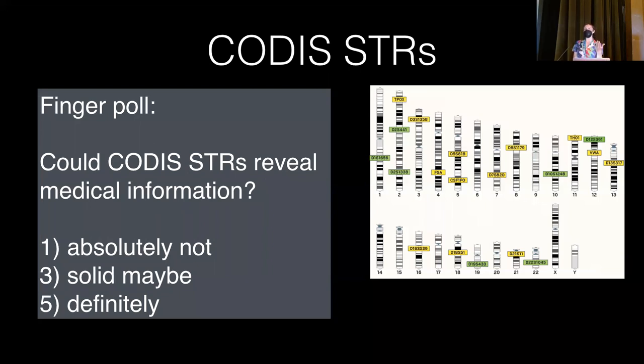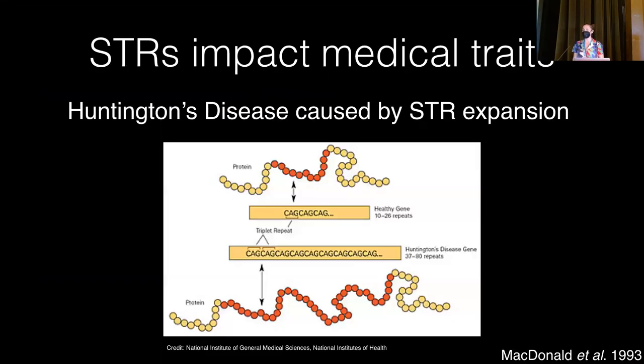Okay, so for people who are not as familiar with STRs, you might not know that we actually know that some STRs do impact medical traits. That's obviously a small minority, but a prototypical example is Huntington's disease, where we have this coding STR expansion. When you have a relatively short allele with few copies, then you're neurotypical. And when you have an extended allele with many, many copies, then you have Huntington's disease, which is a progressive neurological disorder.